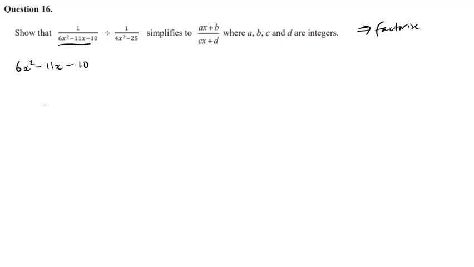And the coefficient of x squared is greater than 1, so we know we're going to have to split the middle term. And what we're looking for is two numbers which are going to add to negative 11, and they're going to need to multiply to 6 times negative 10, so to negative 60. And negative 15 and 4 do the job. So we split the middle term using these.